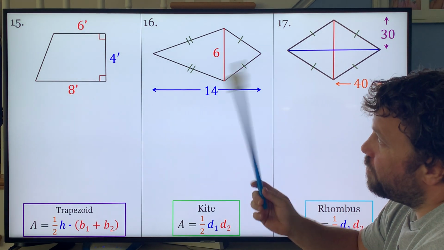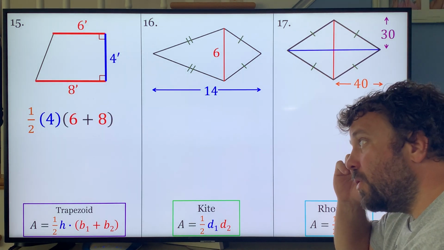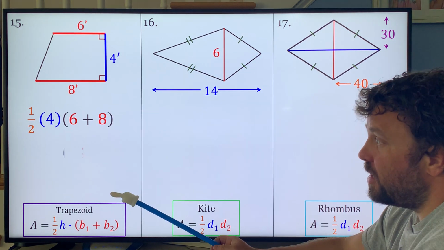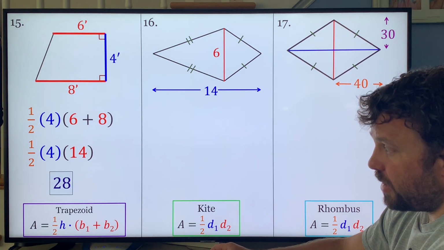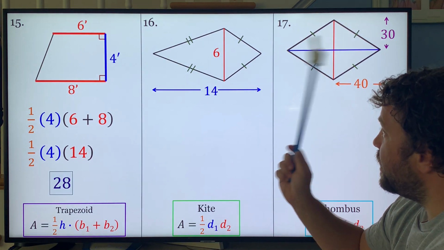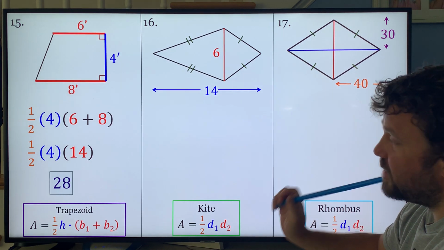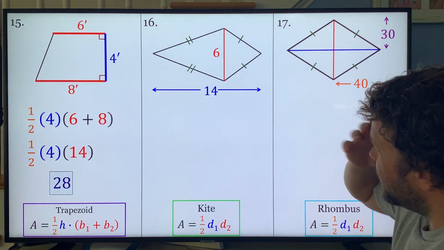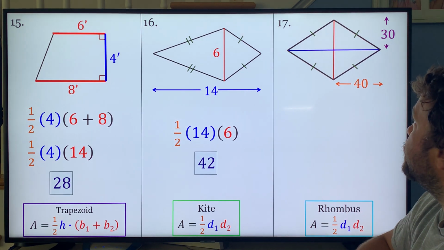Got it? Bases, 6 and 8. Height is 4. 1/2 of 4, 6 plus 8. Half of 4 times 14. 2 times 14 is 28. Kite. Diagonal 1, diagonal 2. Just because this isn't inside doesn't mean it's not a diagonal. It's still going to be the same length. So, half of 14 times 6 is 42.